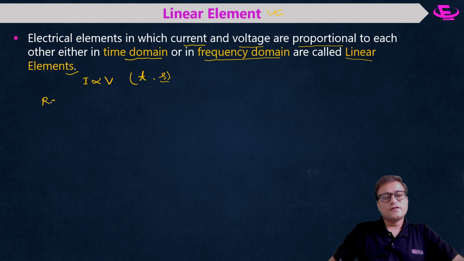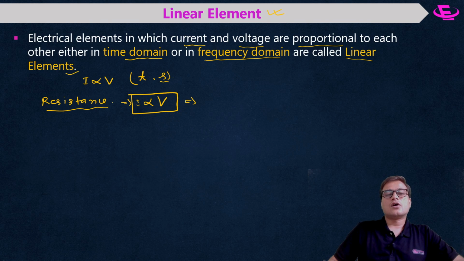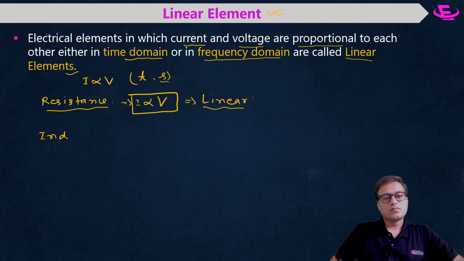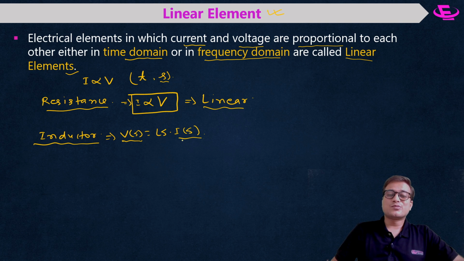For example, if you take resistance, what do you see? In resistance, voltage is proportional to current and current is proportional to voltage. This is called a linear element. So resistance is linear. Now the next term is inductance, or simply inductor. In the case of inductor, you write V(s) equal to L s into I(s) in Laplace domain. Hence you can say here also V(s) is proportional to I(s). It is called linear. Hence inductor is also a linear element.